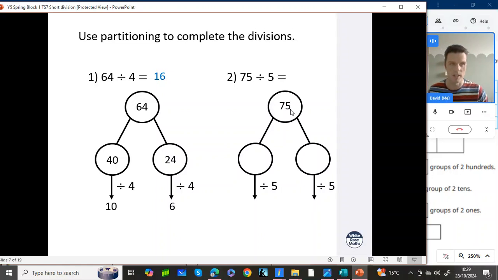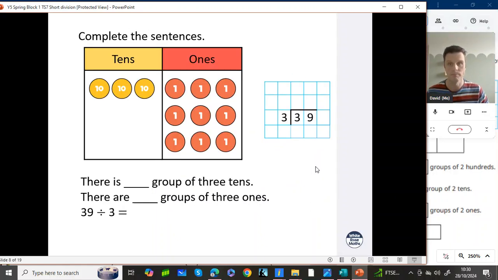Now 75. Pause the video here to think of what tens we could split off here which will be easy to divide by 5, and what number would be left. Okay, so I'm sure you got this right. We're going to divide that into 50 and 25. 50 divided by 5 is 10, and 25 divided by 5 is 5. Add the two together, we get 15.